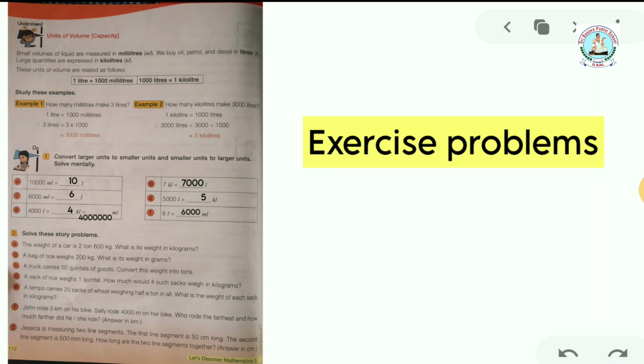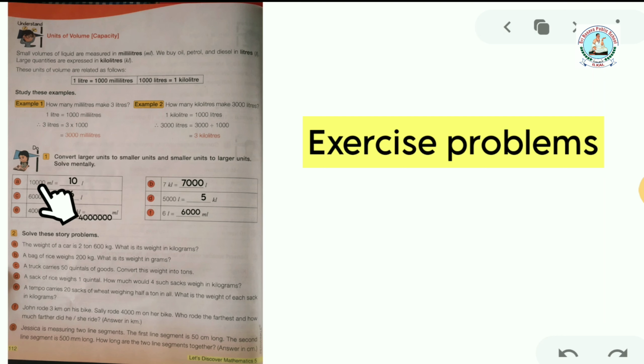Let us see some other exercise problems so that the concept will be clear. Convert larger units into smaller units and smaller units into larger units. Solve mentally. 10,000 ml equals, look here, 1000 ml equals 1 liter. Similarly, 10,000 milliliters will be equal to 10 liters. Why? Because 1000 milliliters equals 1 liter, so 10 times this 1000 milliliters is 10,000. So 10,000 ml makes 10 liters.